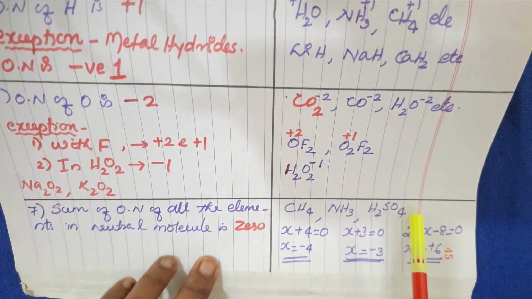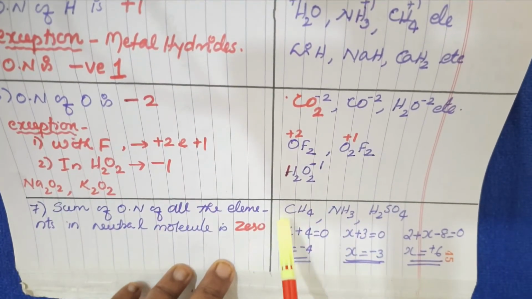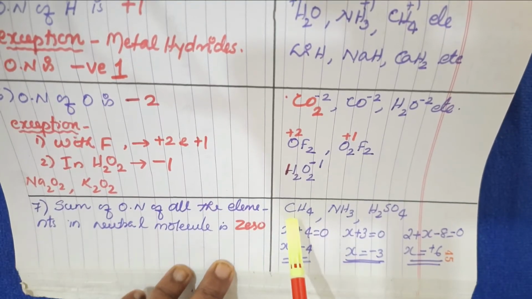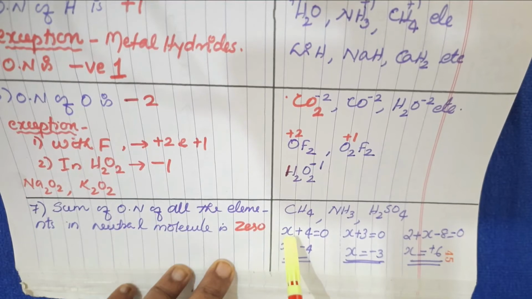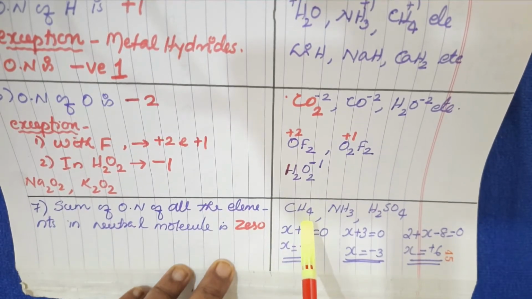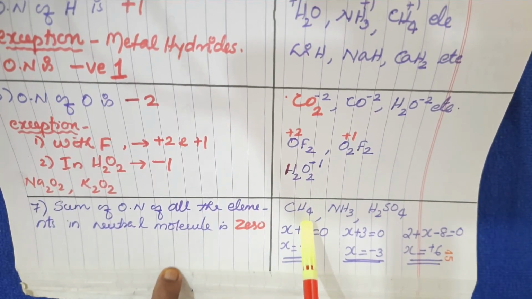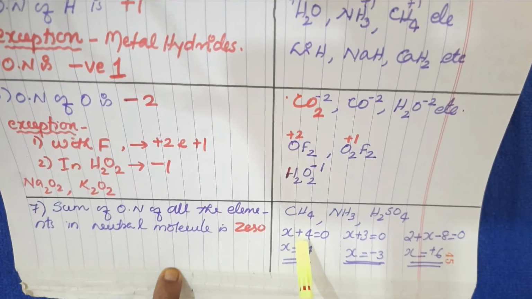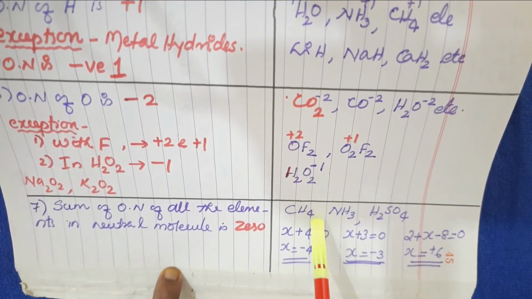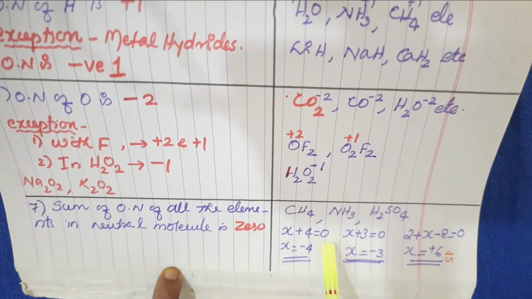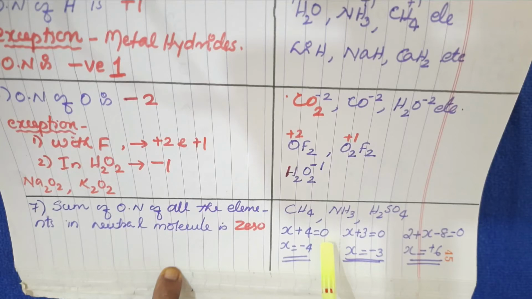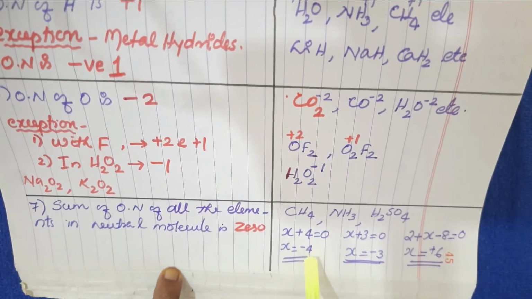We can calculate the oxidation number of methane first. In the case of methane, we don't know the oxidation number of carbon, so we are giving X. We know the oxidation number of hydrogen is +1. Then X plus +1 into 4, here 4 hydrogen atoms, therefore +1 into 4. X plus 4 equals 0 because it's a neutral species. Then X equals -4.